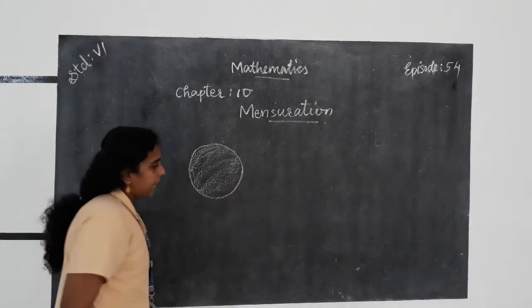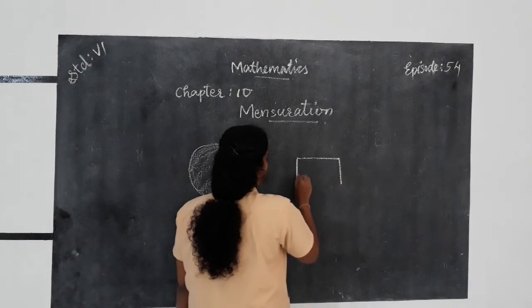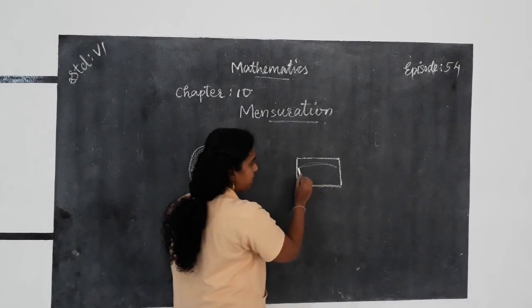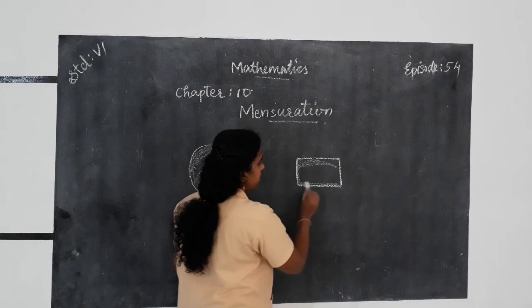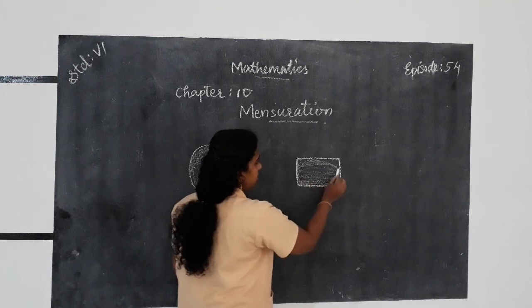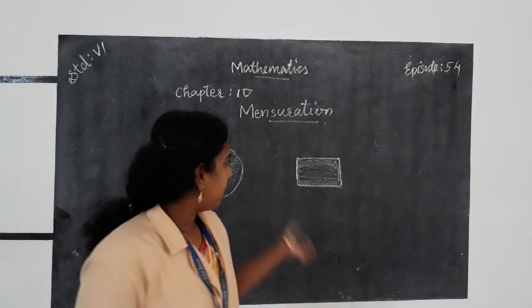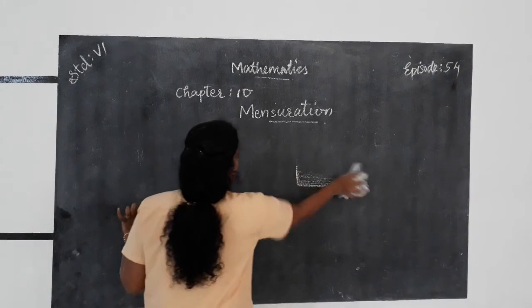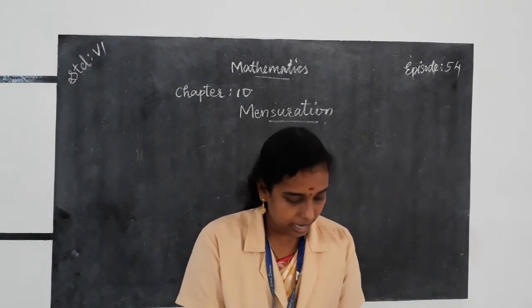When you consider any closed figure like a rectangle, then the area is the amount of surface enclosed by the closed figure. The portion inside the rectangle is the area of the figure. Like this we can find the area of given figures. So we discussed some questions about area.